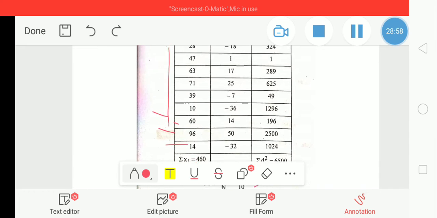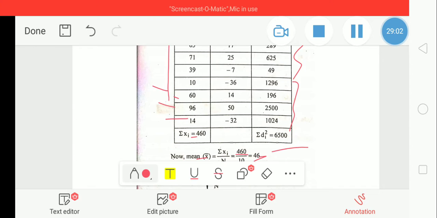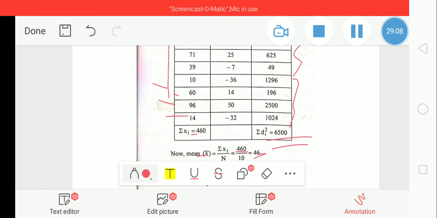Now we want summation of di. So all of sum, that is 6,500. That is summation of di square.